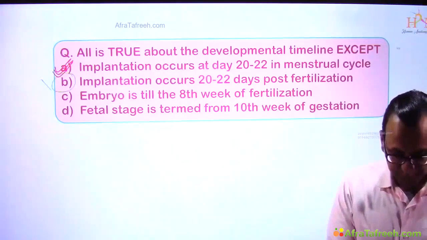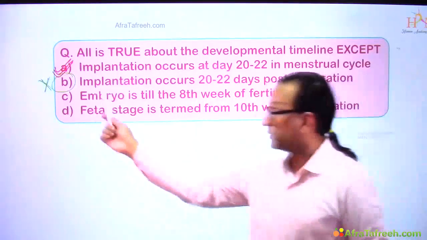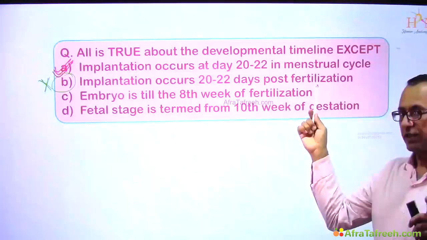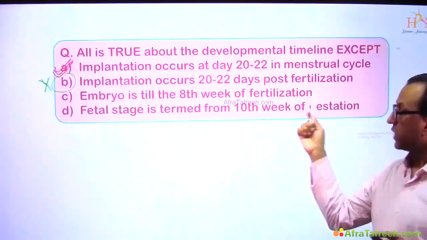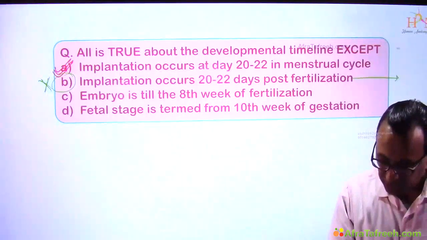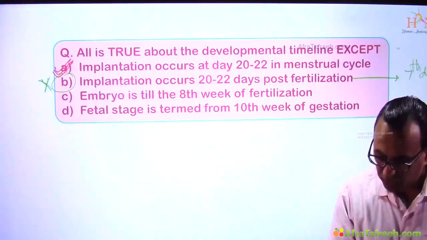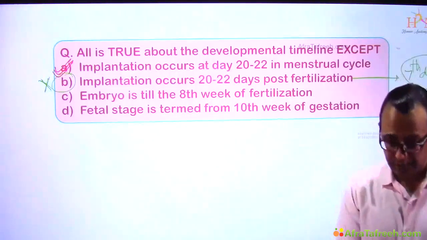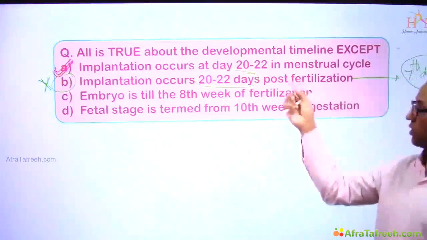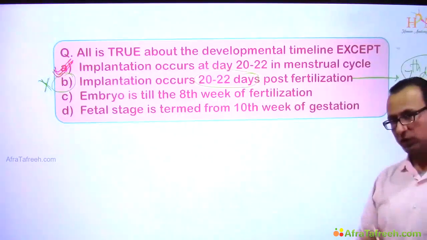but there is a problem definitely with choice number B. Why? Because if you are studying implantation from the post-fertilization, the fertilization age or the ovulation age, then the answer here should be 7th day, not the 22nd day. So here it should take only 1 week, isn't it? So this is wrong.